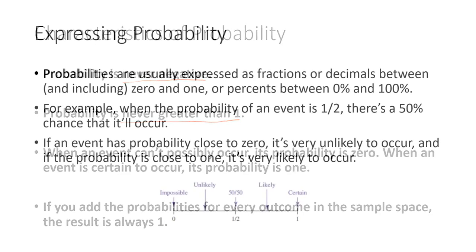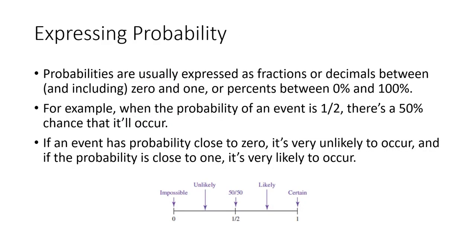We generally express probabilities as fractions or decimals between 0 and 1, or as percents between 0% and 100%. If we say the probability of an event is 1/2, then there's a 50% chance that it'll occur. If we have a probability that's very close to 0, then it's unlikely to occur. If it's close to 1, then it's very likely to occur. So the greater the probability, the more likely that event is to occur.